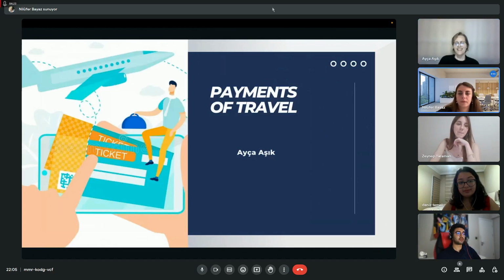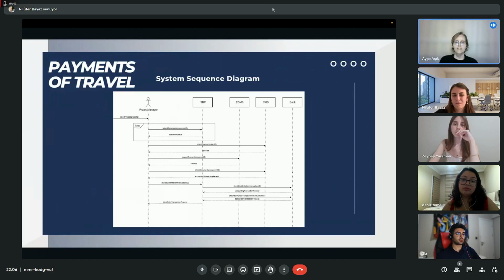As you all know, just like other processes, currently the process of requesting travel payments mainly consists of delivering hard copies of the documents and waiting for them to return. This process has two main actors, SRP personnel and the project manager. The project manager sends the documents, and SRP personnel accepts them and then does the bank transactions. Because of this, we divided the process into two diagrams. The first diagram has the project manager.